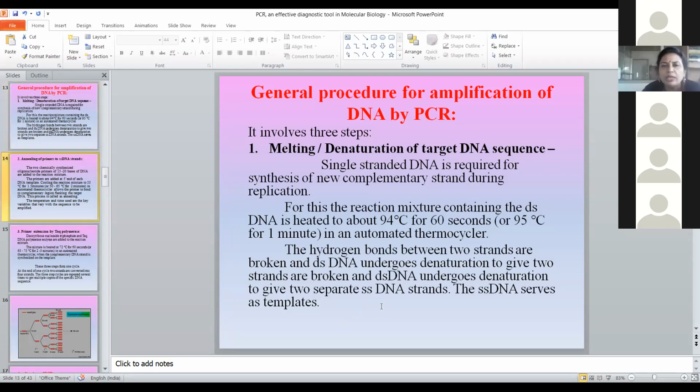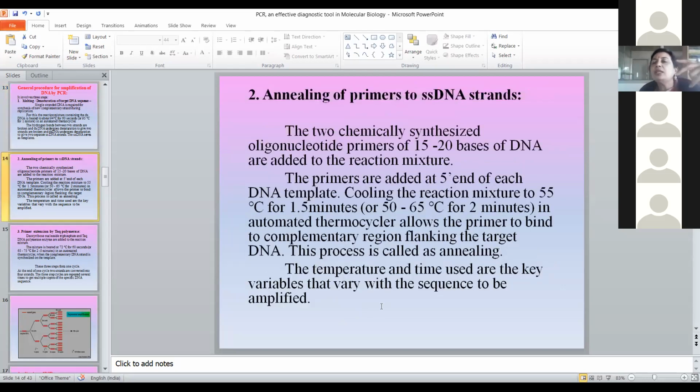So step 1, melting. Step 2, annealing of primer, attaching the primer, addition of primers. The 2 chemically synthesized oligonucleotide primers, maybe 20 to 30 base pairs or 15 to 20 base pairs long, are added in the reaction mixture.